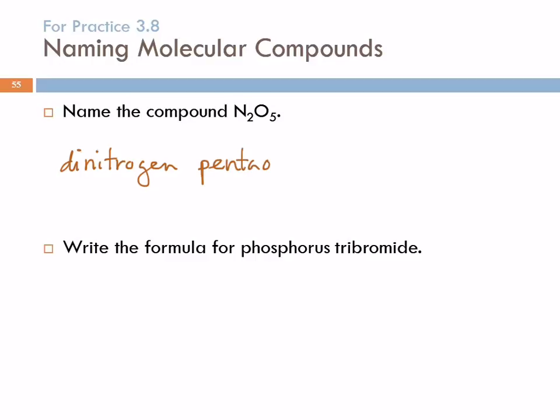Pentaoxide. Or you may also see pentoxide, and that'll come up on the next slide. It would still be the dinitrogen. When we get these double vowels, they get kind of weird looking, and so sometimes we drop the first vowel.